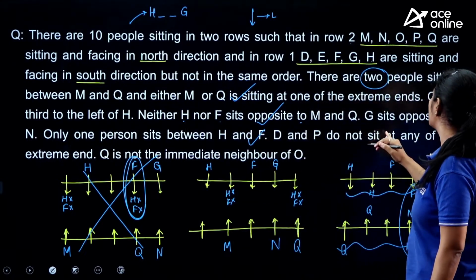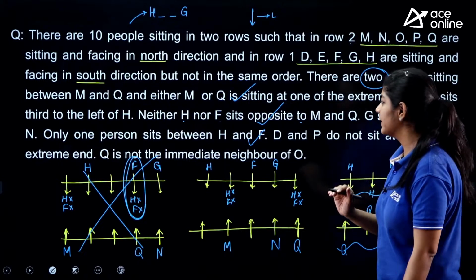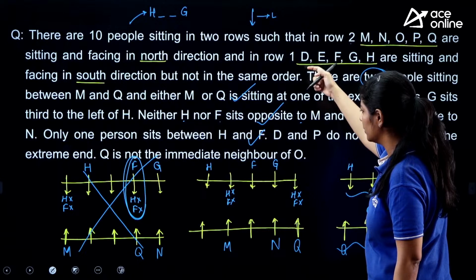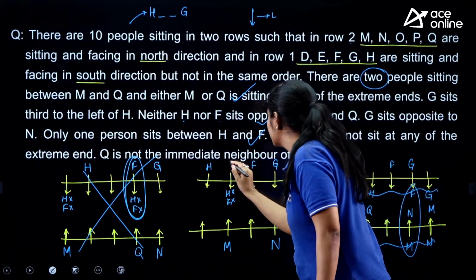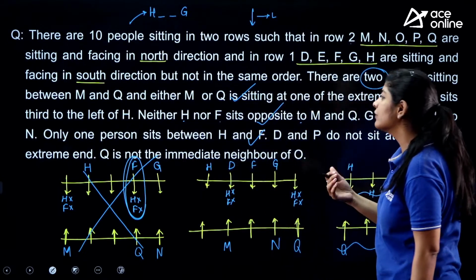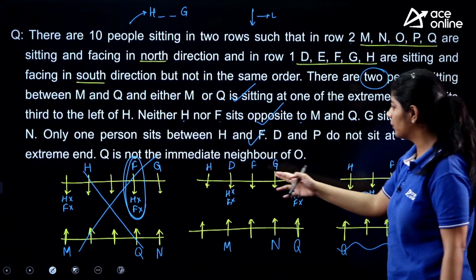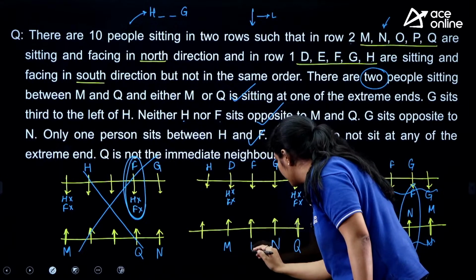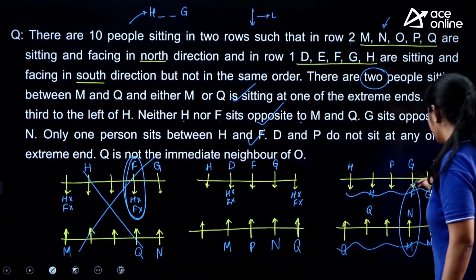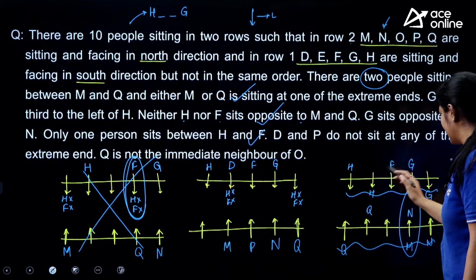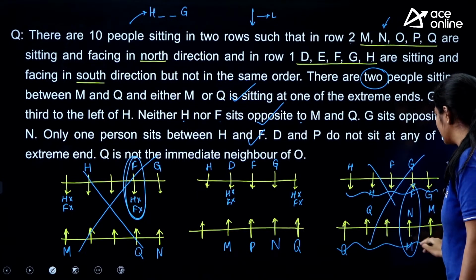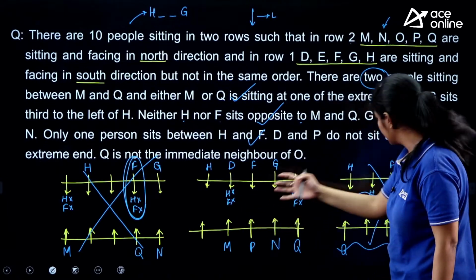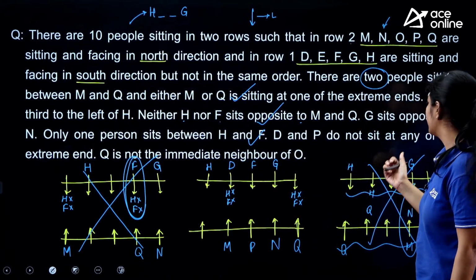Next. D and P do not sit at any of the extreme ends. Where is D? D is sitting facing south. If they are not sitting at any of the corners or extreme ends, we can put D over here, and P is sitting in this row, so we can put P over here, right? Here I think I messed up with this one, so I am eliminating it and continuing with this one. If it is not applicable, then we can switch over this O again, right?